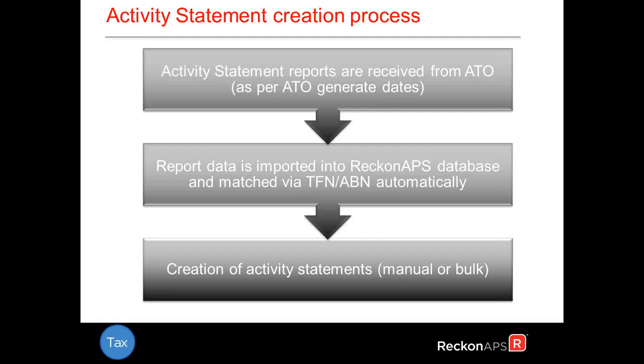The activity statement reports are received from the ATO as per the ATO generate date. Okay, so whether you're receiving those electronically or in print form, if it's received in an electronic form, the report data is imported into the Reckon APS database and matched via the TFN and ABN automatically. Okay, so the AB and AI reports contain the client's TFN and ABN. That is the unique identifier that we use to match the ATO's report data back to what is in the Reckon APS database, and that is the only uniquely identifiable field that we could use.